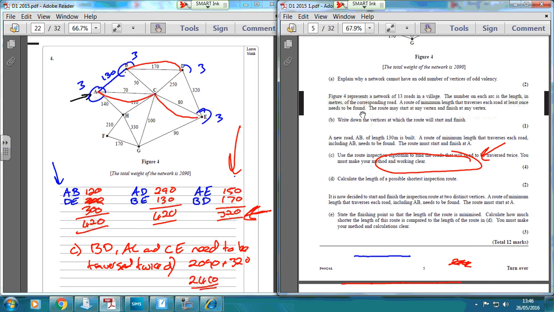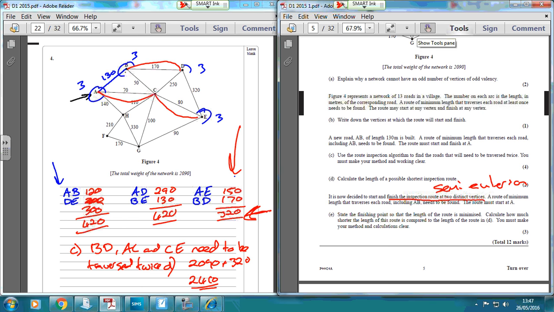Okay, and then what they'll do is they often chuck in this third part to the question. It's now time to start and finish the inspection at two distinct vertices. So as soon as it says that you can start and finish at different points, it means it only has to be semi-Eulerian. And as we said earlier, that means that we can have two of them which are odd.